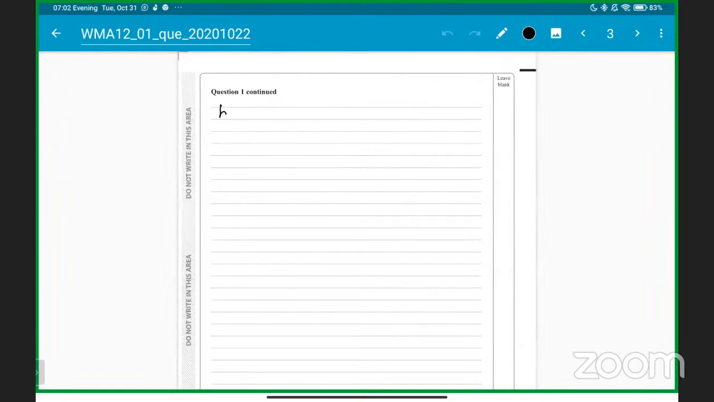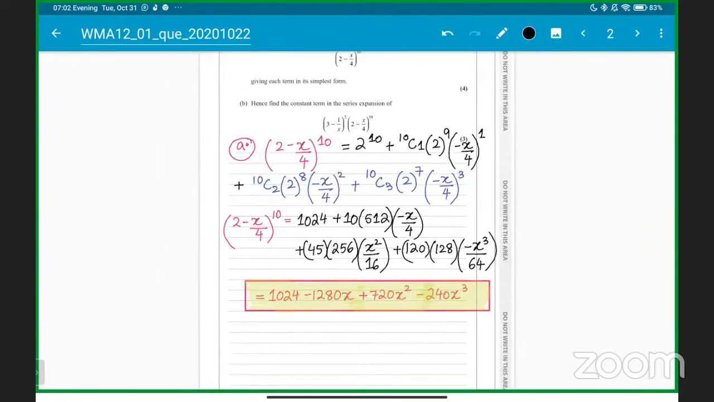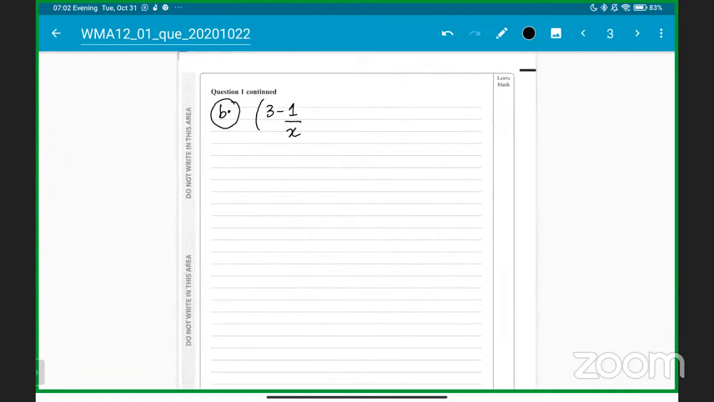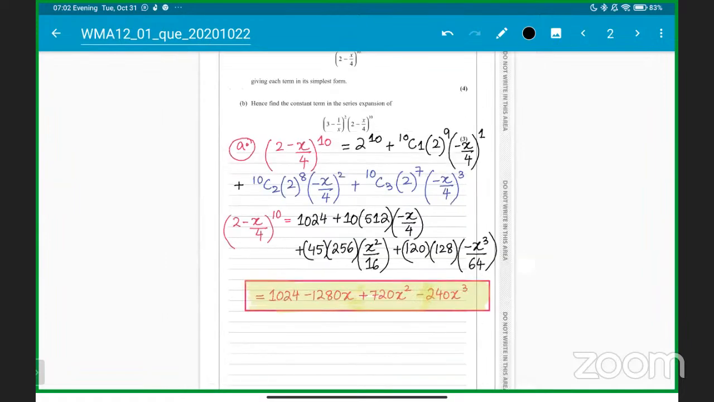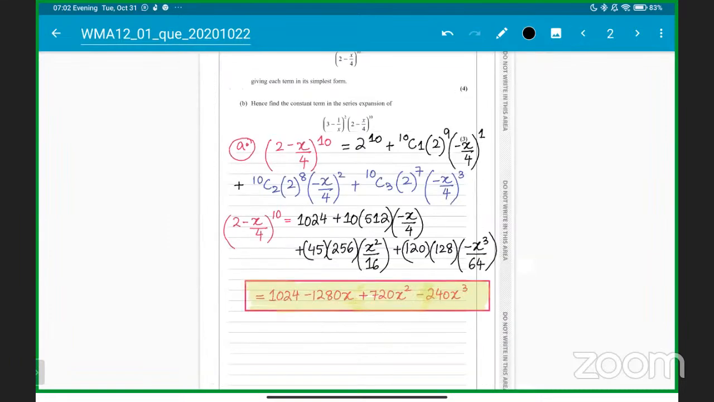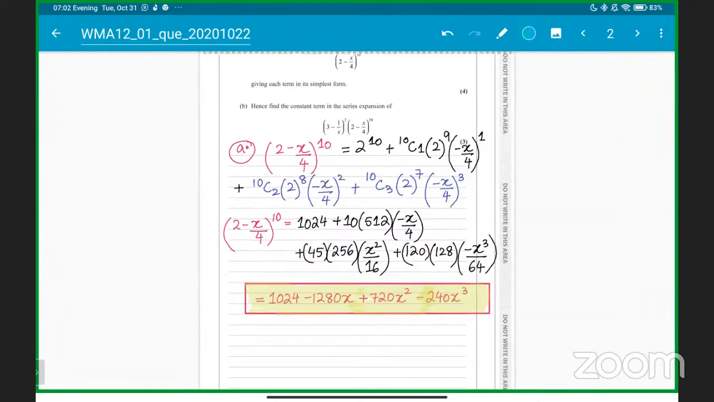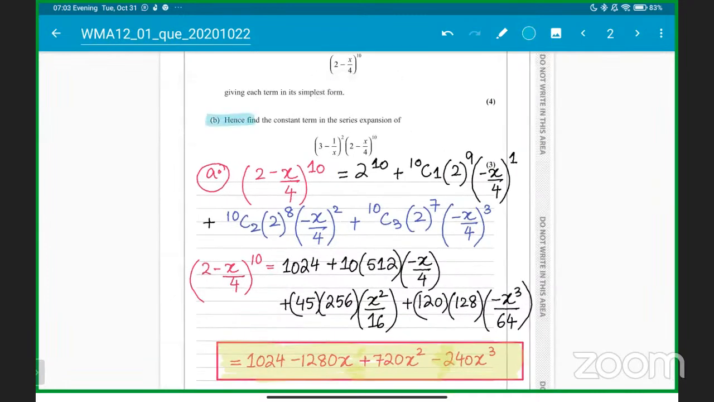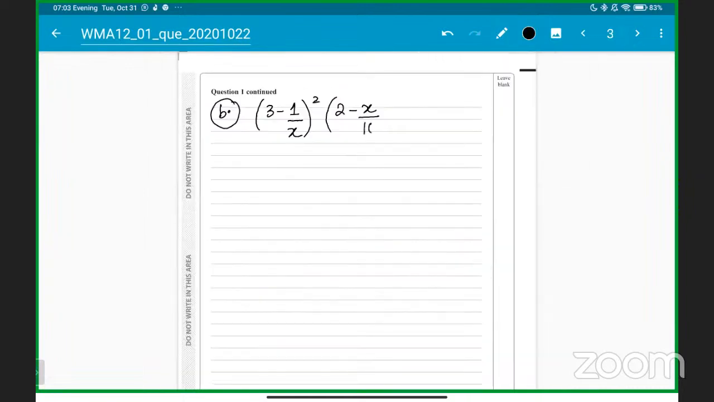Part B we have, sir, here we go. 3 minus 1 over x, the whole square, multiplied with this thing, which we have already done the expansion for. So you have to always take help. Make sure you understand, the examiner will tell you to take help from the word "hence". Hence means you have to take help from the previous part. So we have to hence find the constant term by taking the help of the previous part.